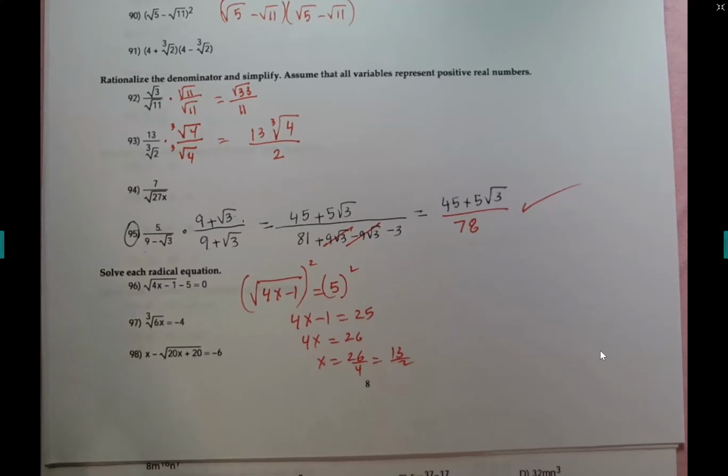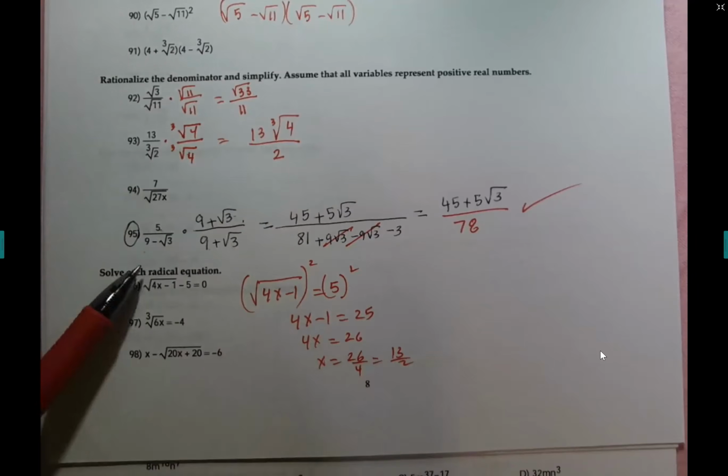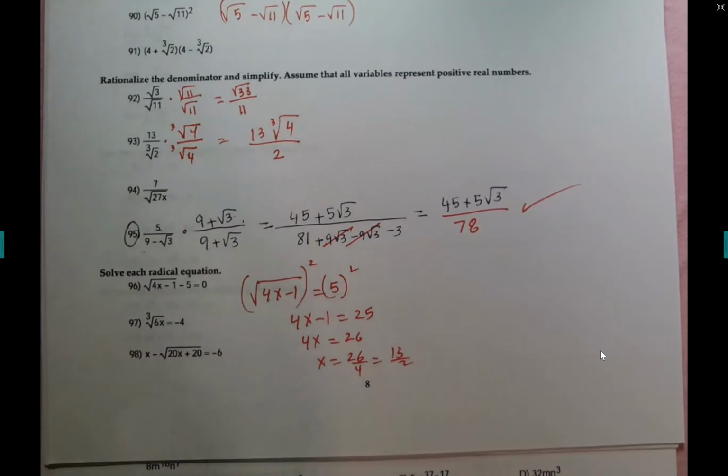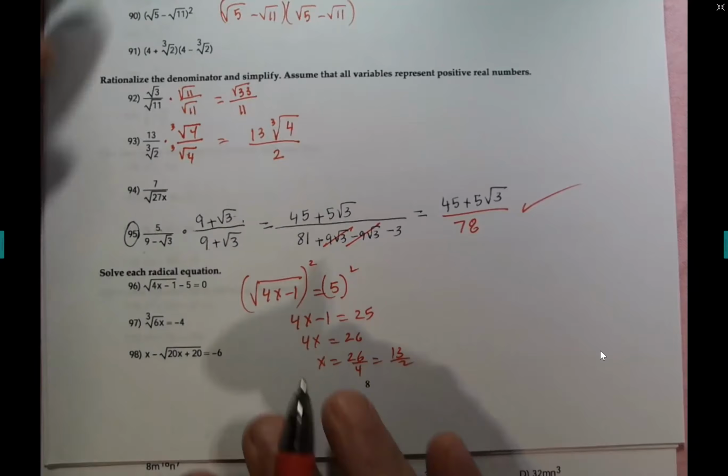And you should check the answer in the original equation when you have a radical equation to make sure it works. So if I put 4 times 13 divided by 2, that will give me 26. Minus 1 is 25. Square root of 25 is 5. 5 minus 5 is 0. So that works. All right.